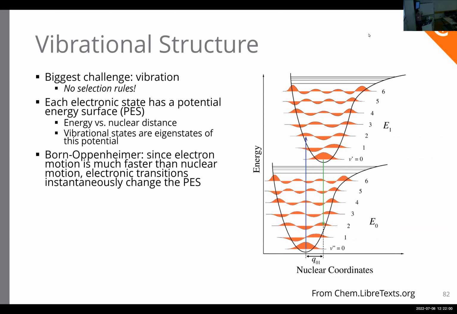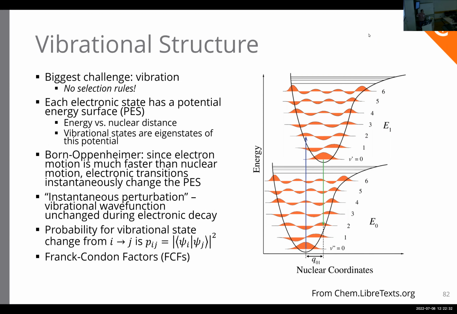The vibrational motion stays the same, not the same state. The vibrational motion stays the same. So the vibrational wave function stays the same. For example, if you're in the excited state in the ground vibrational state, and now you instantaneously decay, the wave function looks like this, but now this wave function is in this other potential. So it's not an eigenstate of that potential anymore. So it's not going to go back to the ground state. It's going to end up in each of these states proportional to the wave function overlap.